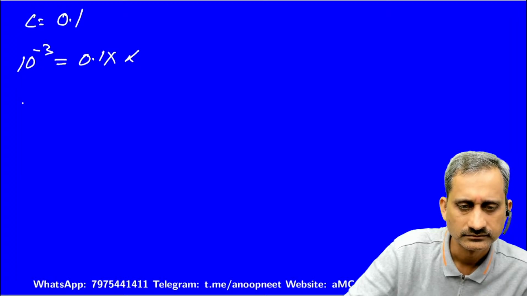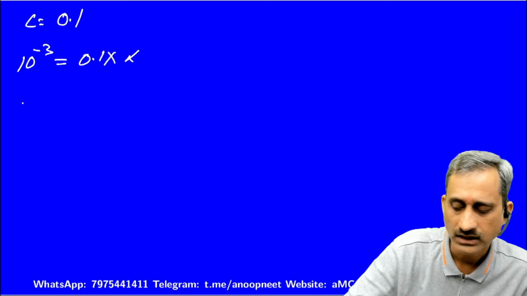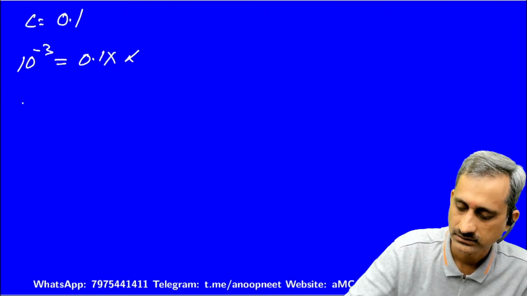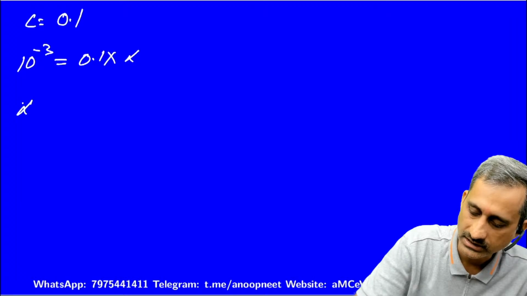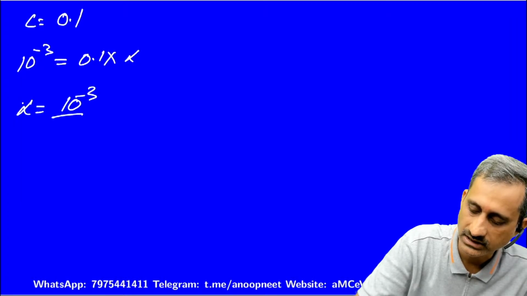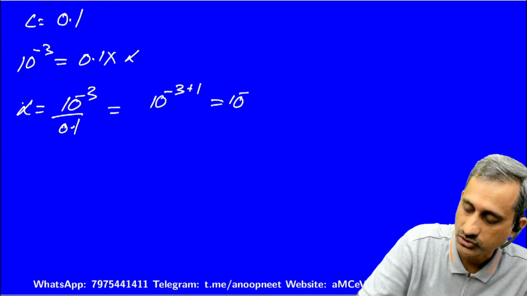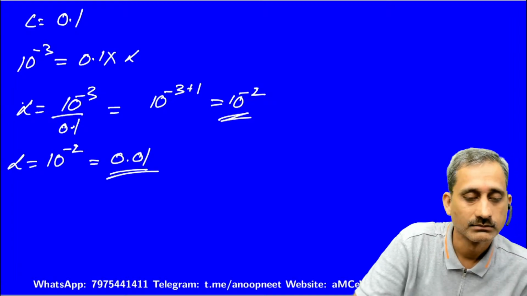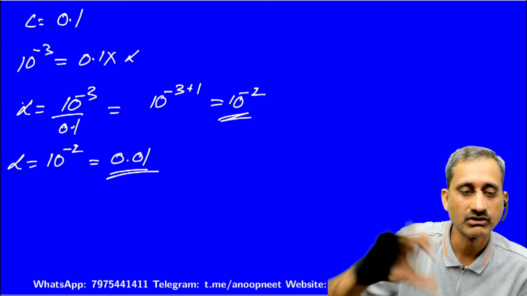Sir, alpha is 0.01. Yes sir, 0.01. Alpha is equal to 10 raised to power minus 3 divided by 0.1. That's equal to 10 raised to power minus 3 plus 1, which is equal to 10 raised to power minus 2. So alpha is equal to 10 raised to power minus 2, that is equal to 0.01. मजेदार बात देखोगे, this question is exact reverse of the previous question.